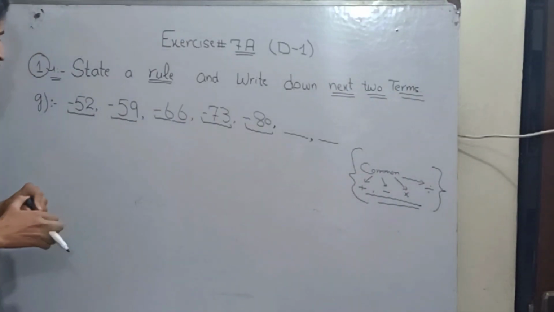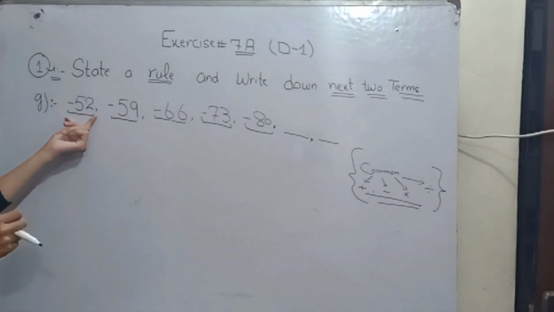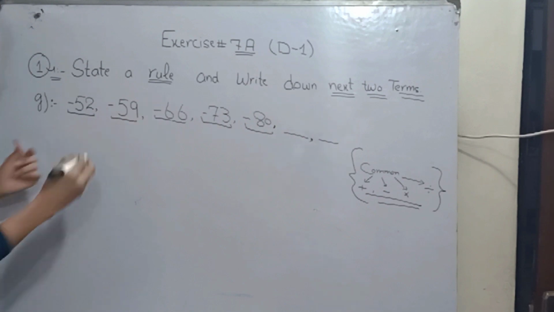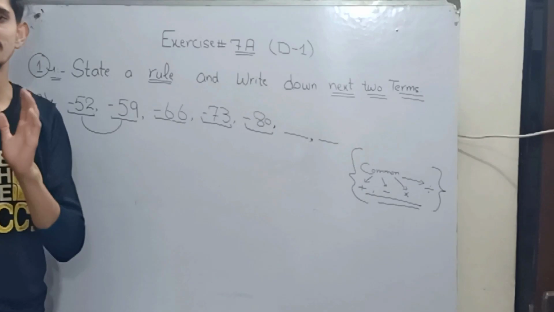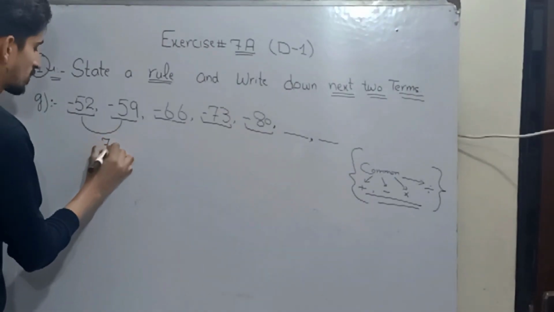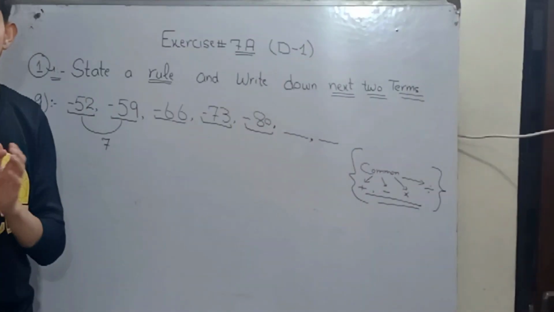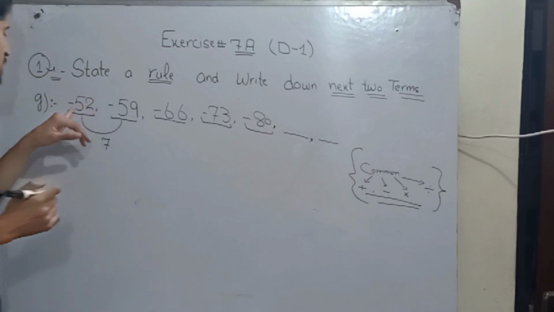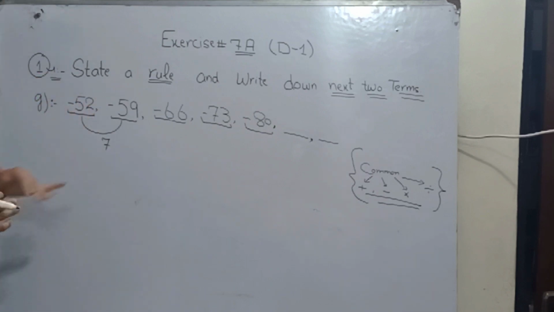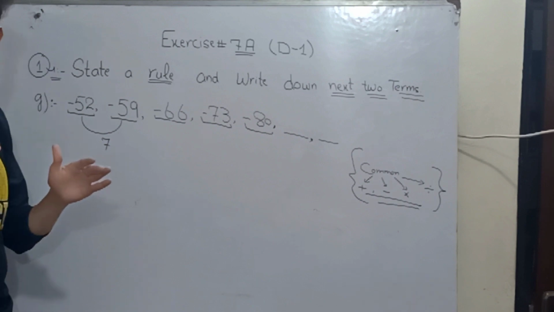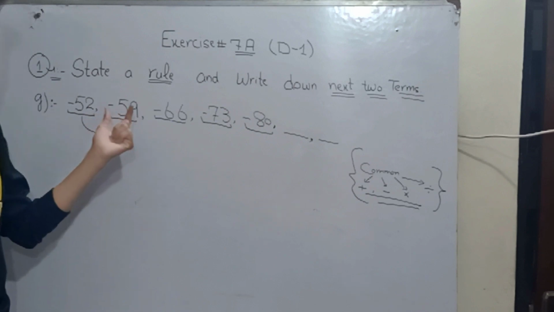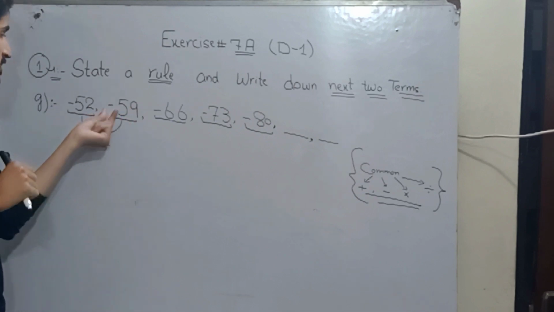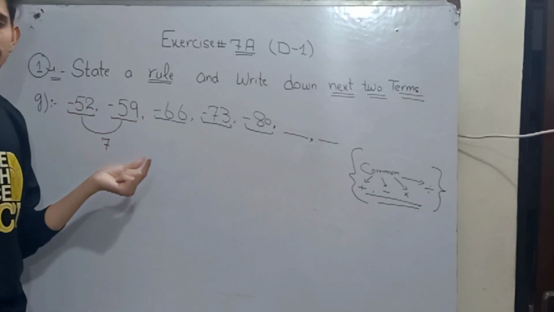So if we check the first term and the second term, how much is the difference between 52 and 59? That will be a difference of 7. The number 7 will either be positive or negative, depending on the sequence. Our first term is minus 52 and the second term is minus 59. That means the sequence is decreasing, not increasing. Increasing is in a positive way, however the sign shows that they are decreasing.